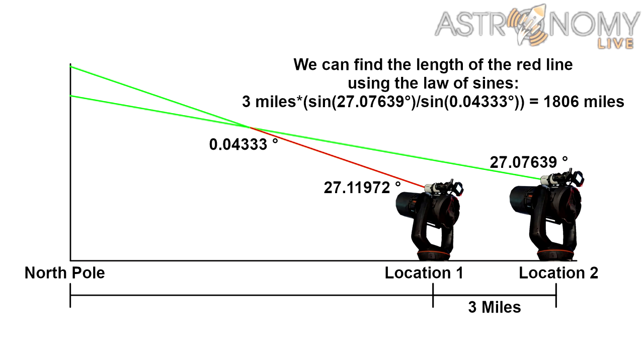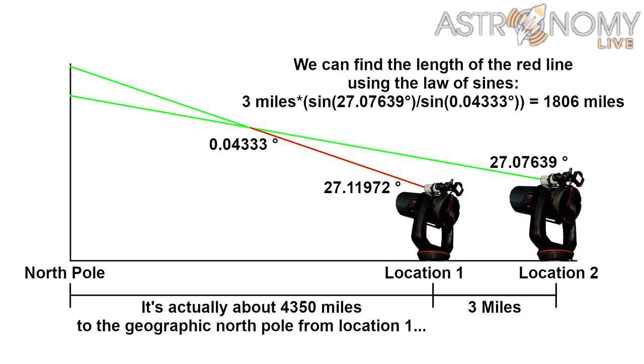We can use the law of sines now to find the slant range between the telescope and the star, assuming that we're on a flat Earth. 3 miles times the sine of 27.07639 degrees divided by the sine of 0.04333 degrees equals a slant range of 1,806 miles. But you see, there's a little problem with this finding, because from my location in Florida, it's actually about 4,350 miles to get to the geographic North Pole.